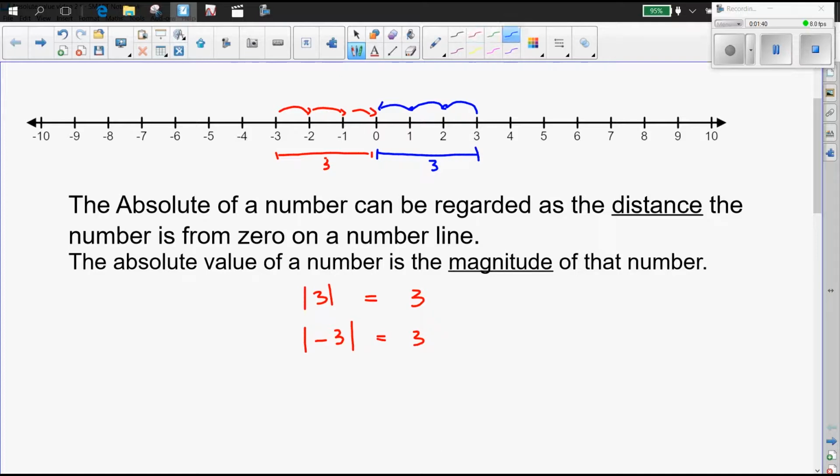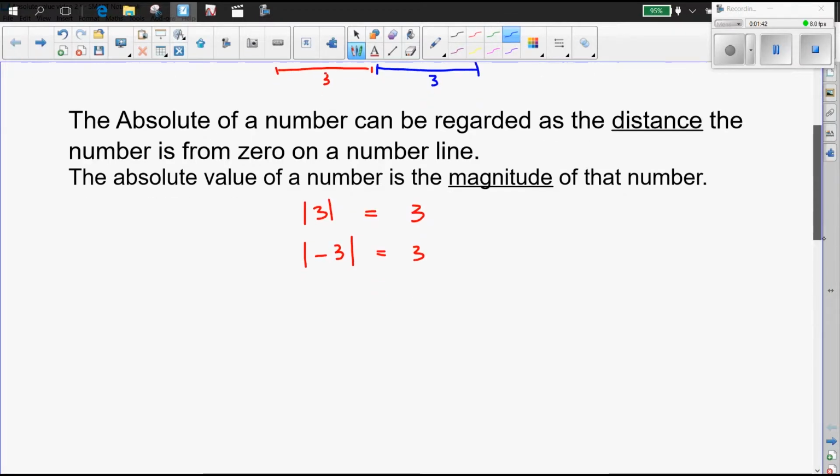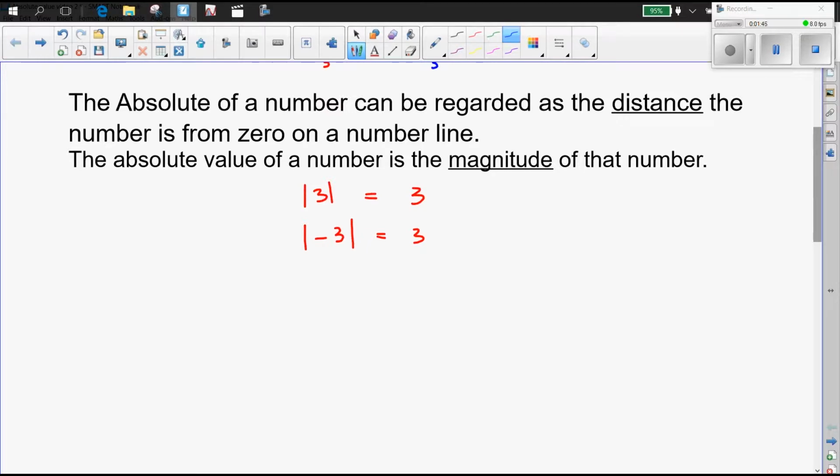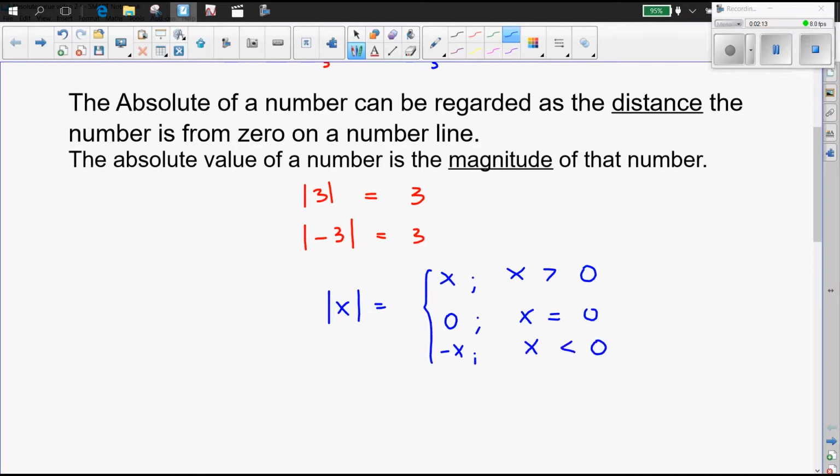So formally, I can define that the absolute value of x, and the symbol for the absolute value is these two vertical lines, can be positive if x is greater than 0. It can equal 0 when x equals 0. And it can be negative for all values of x less than 0.